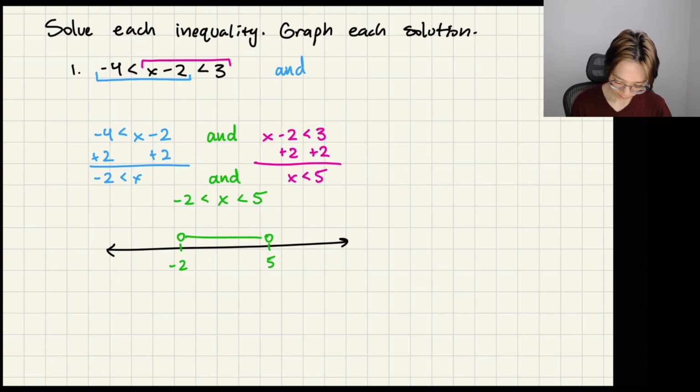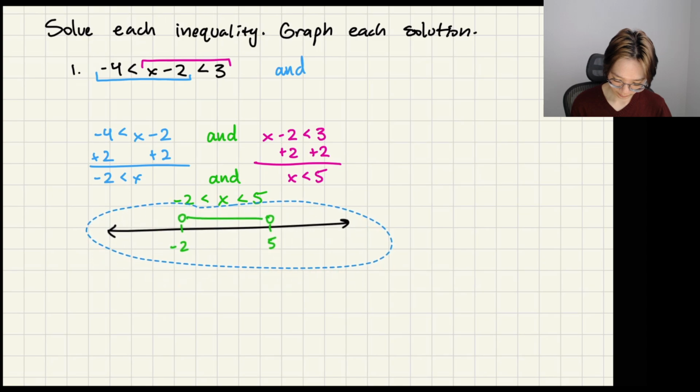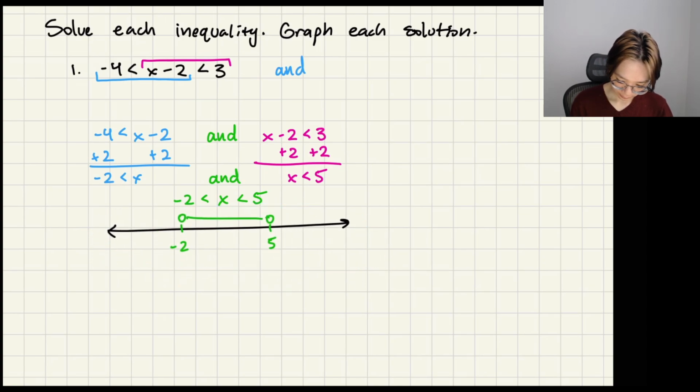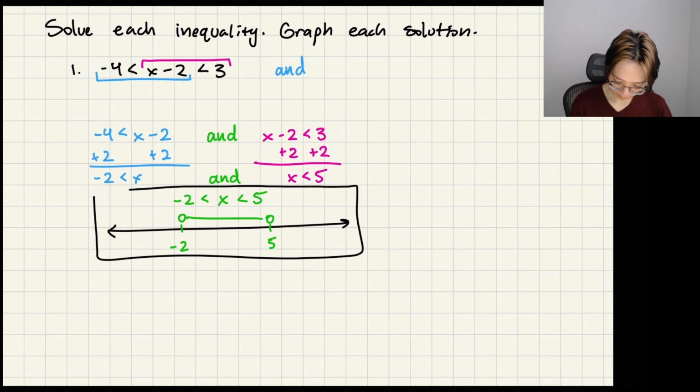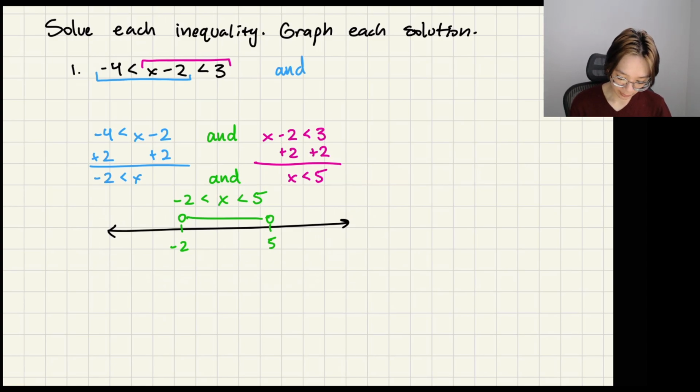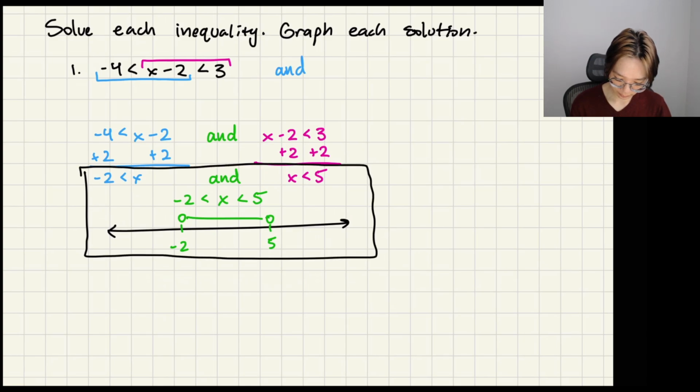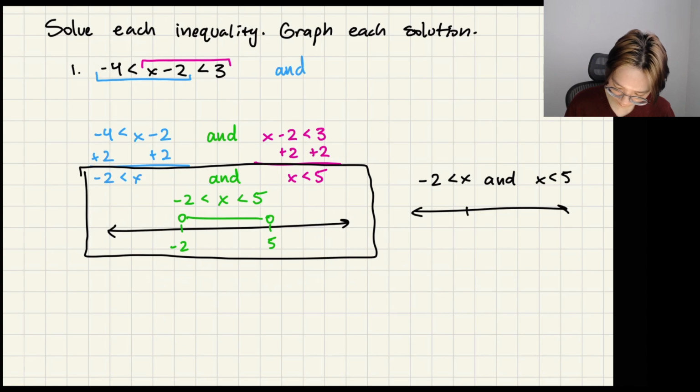So basically, this would be your final answer here. Technically, you don't have to put it into the single statement. That would be your final answer. So like x is greater than negative 2 and x is less than 5, and then you have your graph.